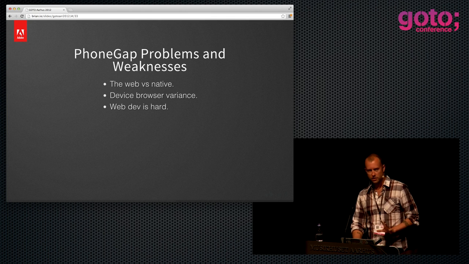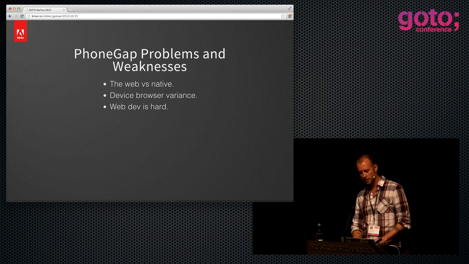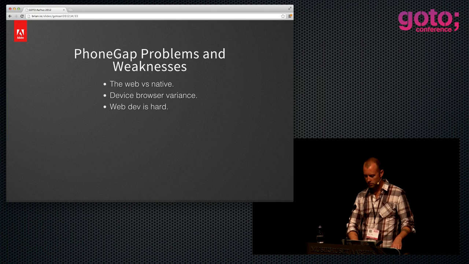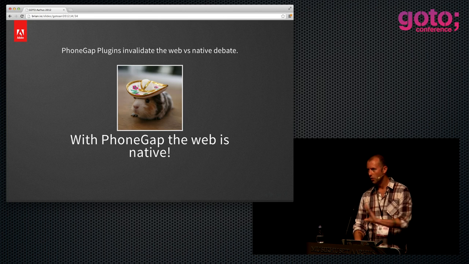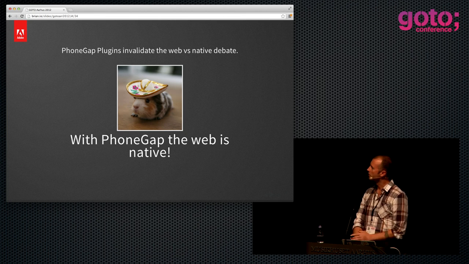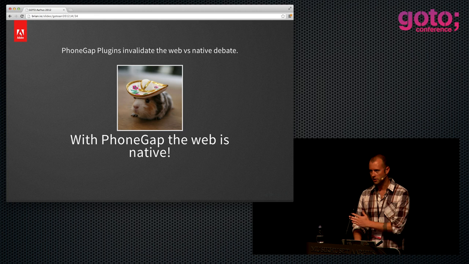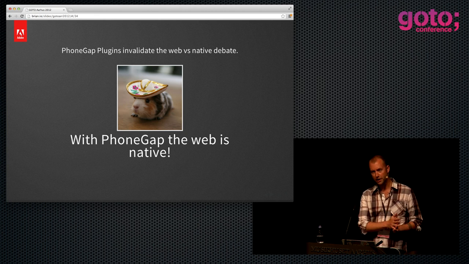PhoneGap has issues. There's the web versus native debate. You've probably heard of it. There's device browser variants, so this is also an issue, and web development's hard. PhoneGap plugins just make the whole web versus native debate completely moot. You can write web apps, and you can still access any native code. Problem solved. Great. Browser parity, however, is a real issue.